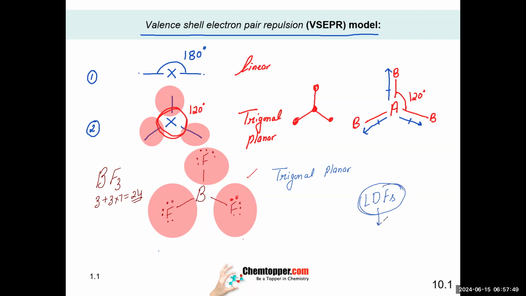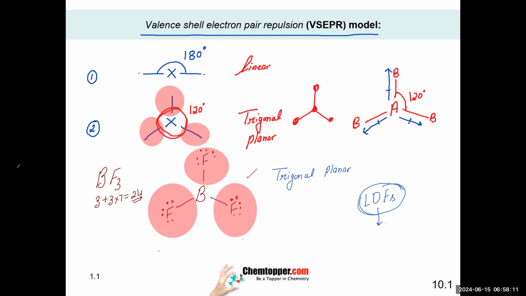What is the full form of LDF? Who is going to write? Let's see who is smart. Full form of LDFs. Yes, London dispersion forces. Very good. So in non-polar molecules, we have LDFs. LDFs are the weakest because there is hardly any polarity. They are the weakest forces.